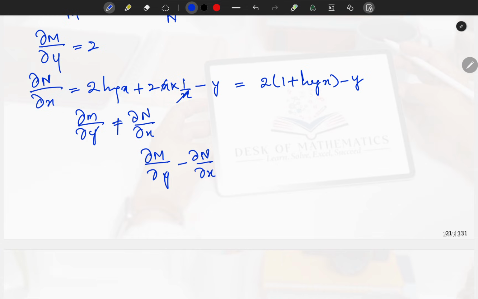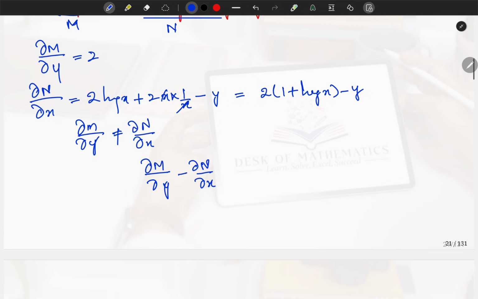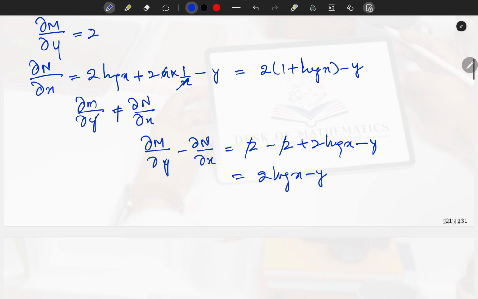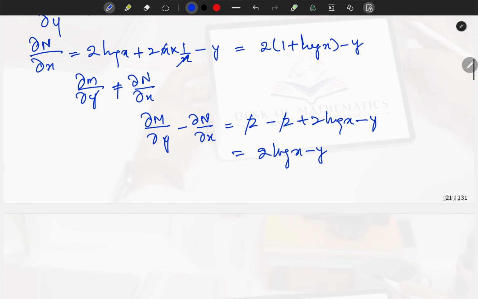If we subtract it, you will get 2 minus 2, that is 0. So it is 2 minus 2 plus 2 log of x minus y. So you will get 2 log of x minus y. Now what you have is M as 2y, and N as 2x log of x minus xy. So you try to divide it by N so that it will make a variable function: (∂M/∂y minus ∂N/∂x) divided by N.